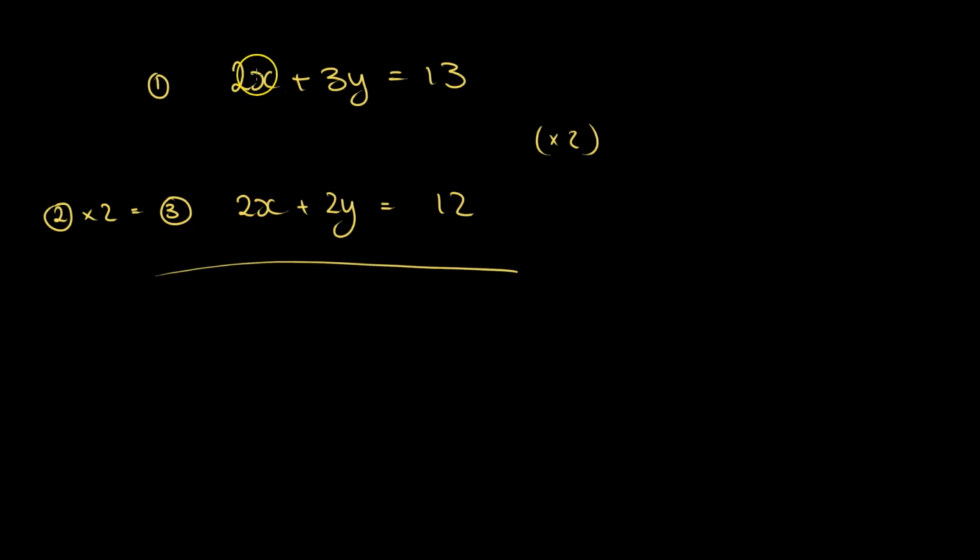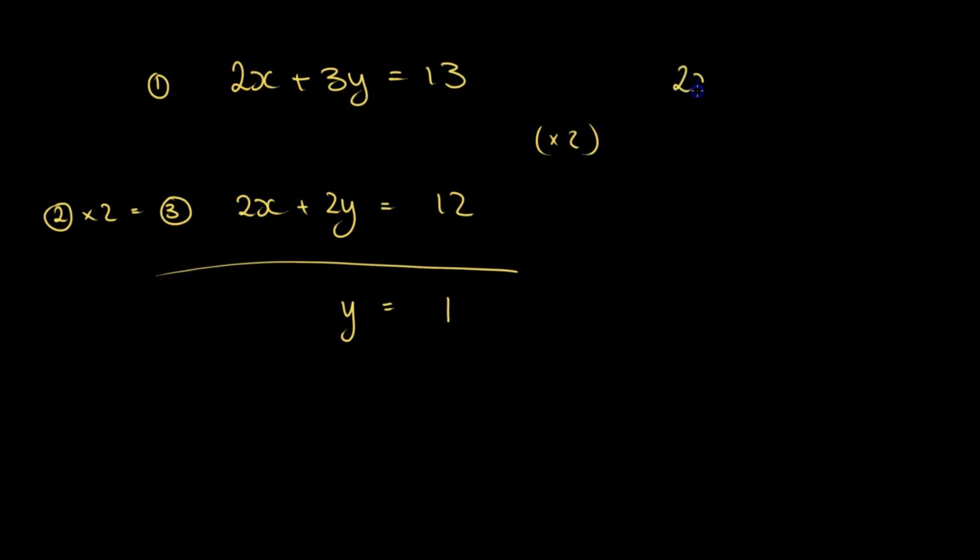So left-hand side, we've got 2x minus 2x, which is nothing. 3y minus 2y, which is y. On the right-hand side, 13 minus 12 is 1. So I've worked out what y is. y must equal 1. Now let's substitute that back into our equations. I could have substituted it back into equation 2, but I've rubbed that out now. So let's just go stick it back into equation 1.